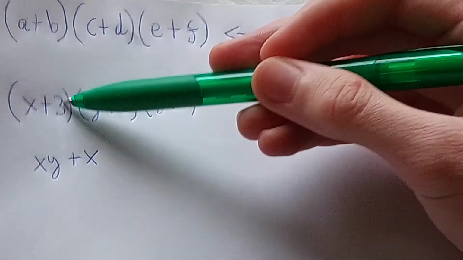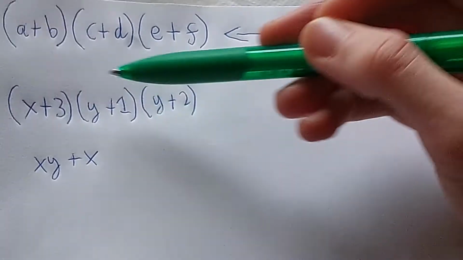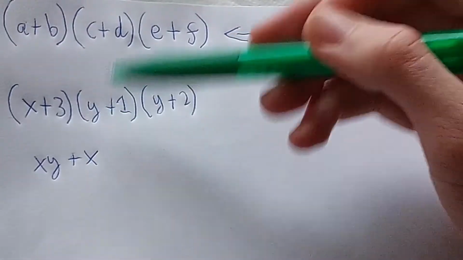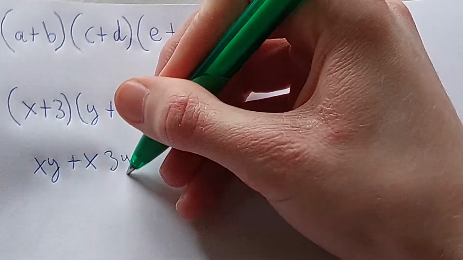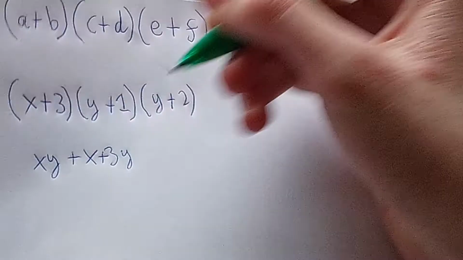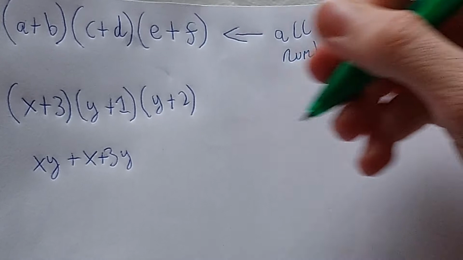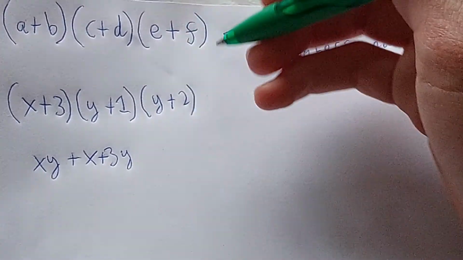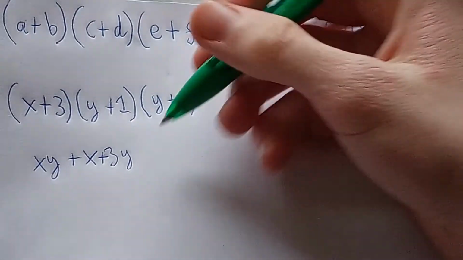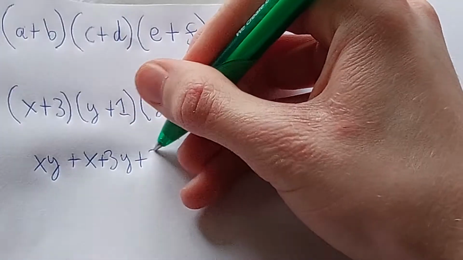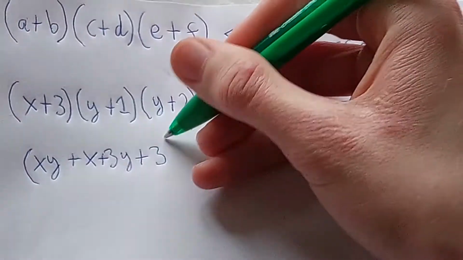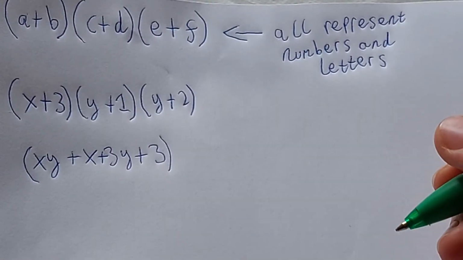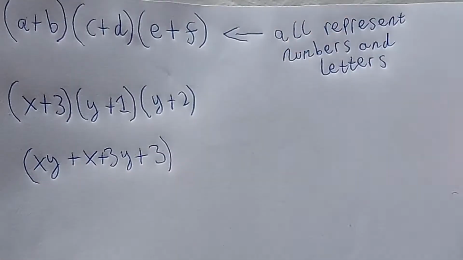And then we do the same with the other number and do the same process. So we take 3 and times it by y to get 3y. And then we just do 3 times 1, which is 3. So we add 3. And then we put this in brackets to show that it hasn't fully been expanded yet, because we still need to expand the third bracket.